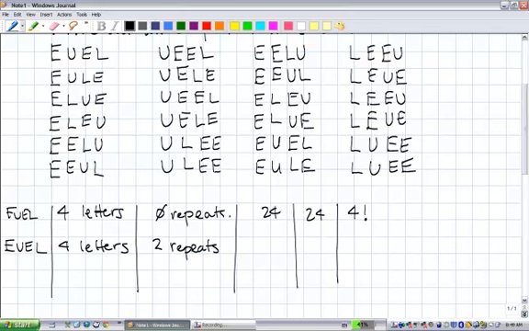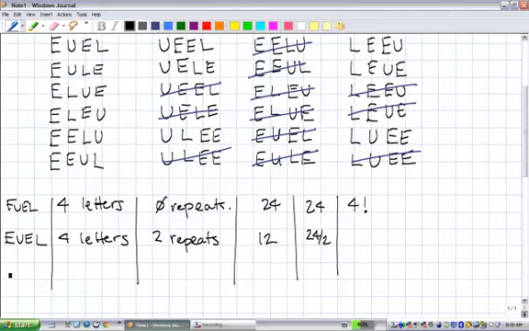Let's count how many different words we have. So what can we get rid of? Let's just cancel off doubles. EUEL is going to get rid of EUEL. Do I see another EUEL? There we go. EULE. Well, it looks like this whole column is the one that's repeated. UEEL. So take the time, find all the repeated ones, cancel them off, and what we end up with is 12 different words, which looks a lot like 24 divided by 2.